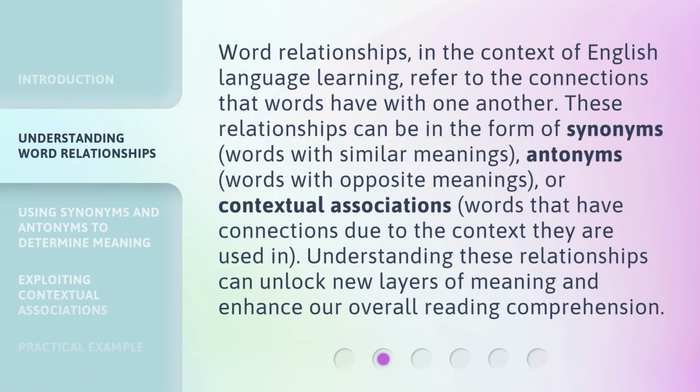Word relationships, in the context of English language learning, refer to the connections that words have with one another. These relationships can be in the form of synonyms, words with similar meanings, antonyms, words with opposite meanings, or contextual associations, words that have connections due to the context they are used in. Understanding these relationships can unlock new layers of meaning and enhance our overall reading comprehension.